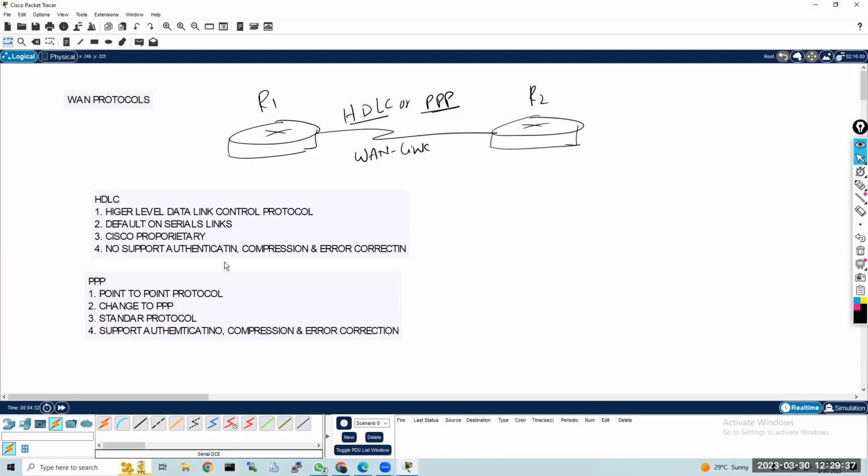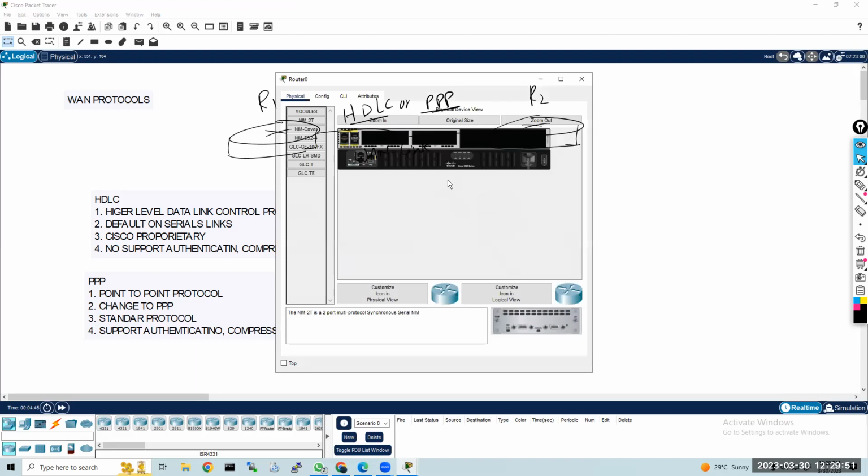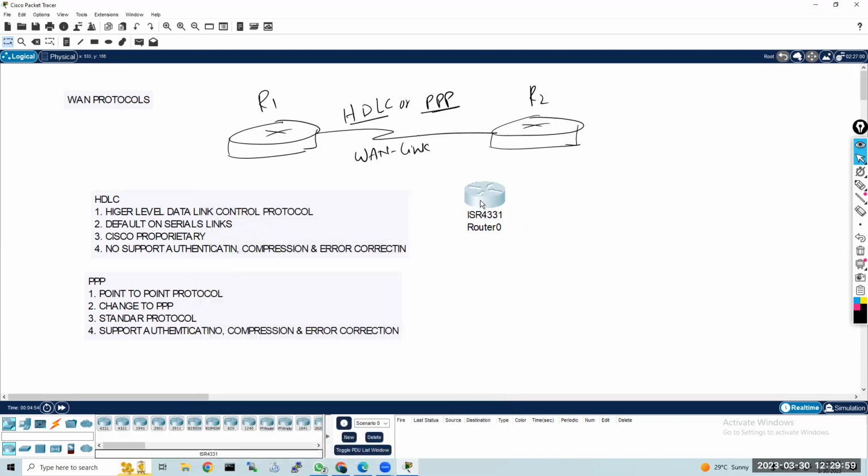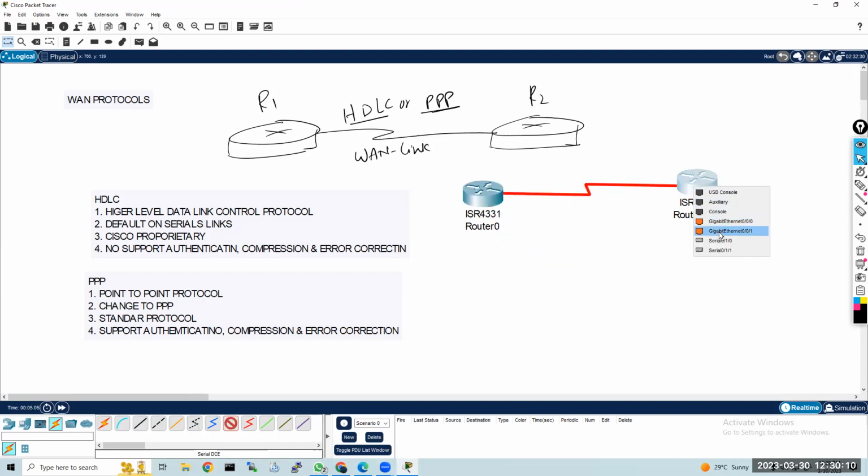Like interface status, whether it is HDLC or serial. So how can we do that? Okay, so it's very simple. Let's say I'll take one router. I'll add the serial link module, then I will close. So here I will connect. So this is the WAN link, right? Correct? This is your WAN.